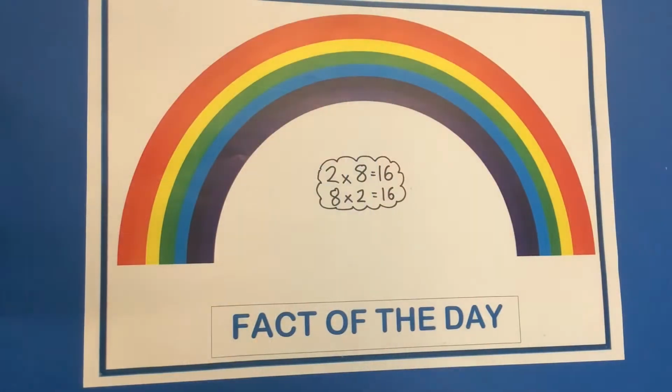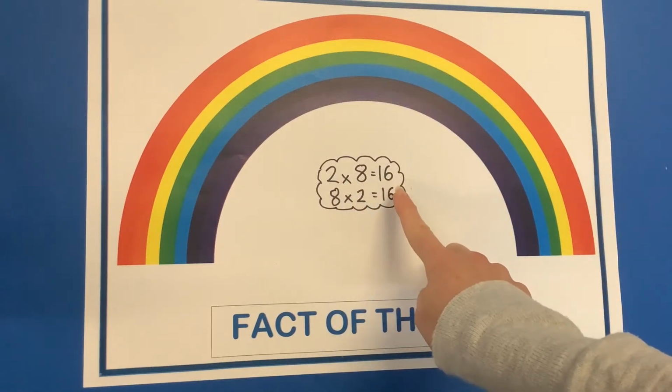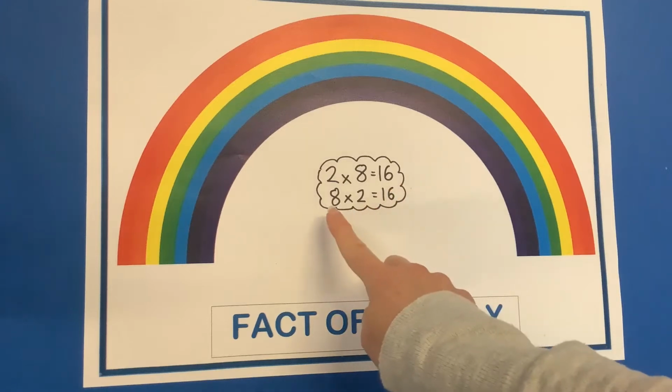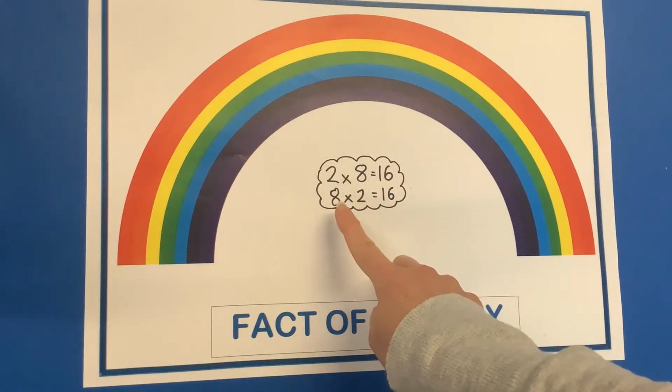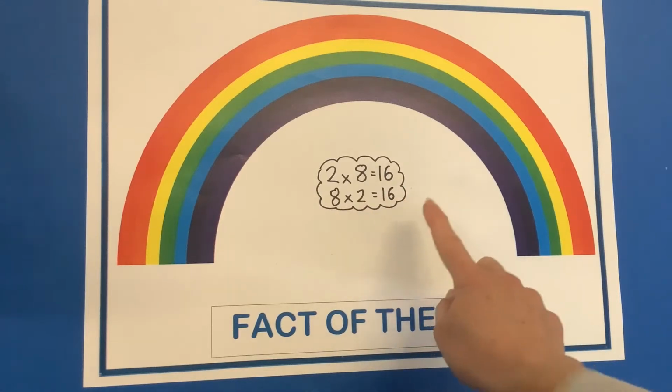So today we're going to be learning how to use our grid method for larger numbers. But before we start that, of course, we need our fact of the day. 2 times 8 equals 16, which gives us the same answer as 8 times 2 also equals 16.